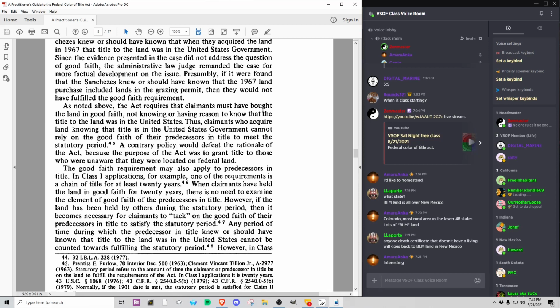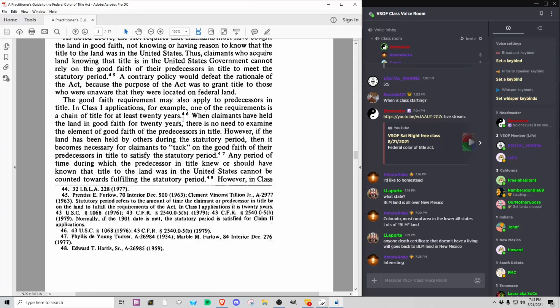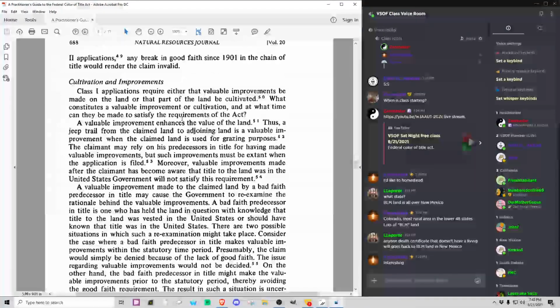All right, to continue. As noted above, the Act requires that claimants must have bought the land in good faith, not knowing or having reason to know that the title of the land was in the United States. Thus, claimants who acquire the land knowing the title is in the United States government cannot rely on the good faith of their predecessors to meet the statutory period. Okay, contrary policy, going to skip that. Good faith requirement, I'm going to skip that.